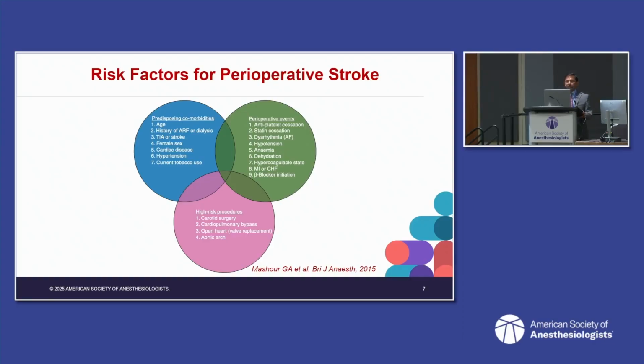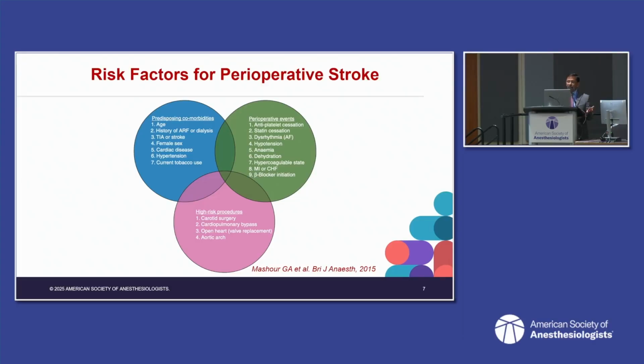So essentially, older patients, especially women, tend to have a higher predisposition for stroke. Patients who have a history of TIA or stroke, those who have a history of acute renal failure or are on dialysis have a higher risk. Similarly, patients who have cardiac disease, hypertension, and are currently using tobacco tend to have a higher risk. In terms of the perioperative events, hypotension and arrhythmia are the obvious ones that predispose someone to the risk of stroke, but so are anemia, dehydration, and also cessation of antiplatelet agents that the patient might be on for a long period of time, in addition to things like hypercoagulable states, MI, CHF, etc.